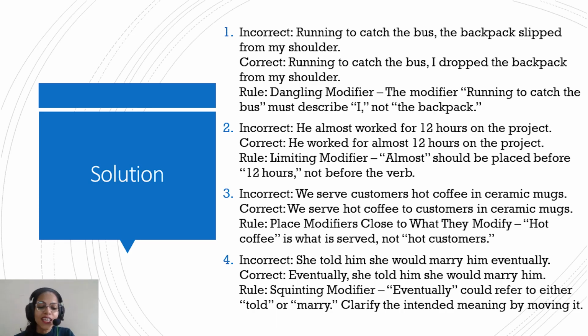Incorrect: "She told him she would marry him eventually." Okay, we've done this in the examples. Correct: "Eventually she told him she would marry him." They've had a relationship and then eventually she told him she would marry him. So marrying is not done eventually, telling is done eventually.